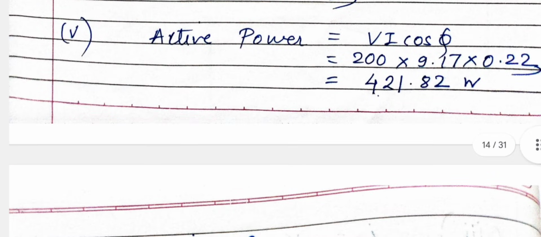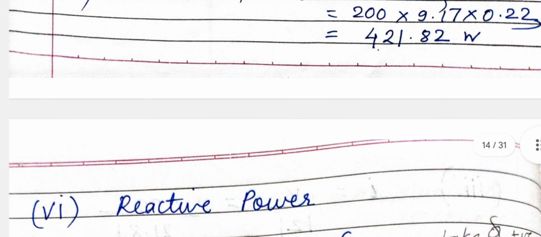Then fifth, they have told us to find out active power. What is the formula for active power? P is equal to VI cos phi, product of voltage and active component of current, right? Putting the values you will get 421.82 watts, remember.